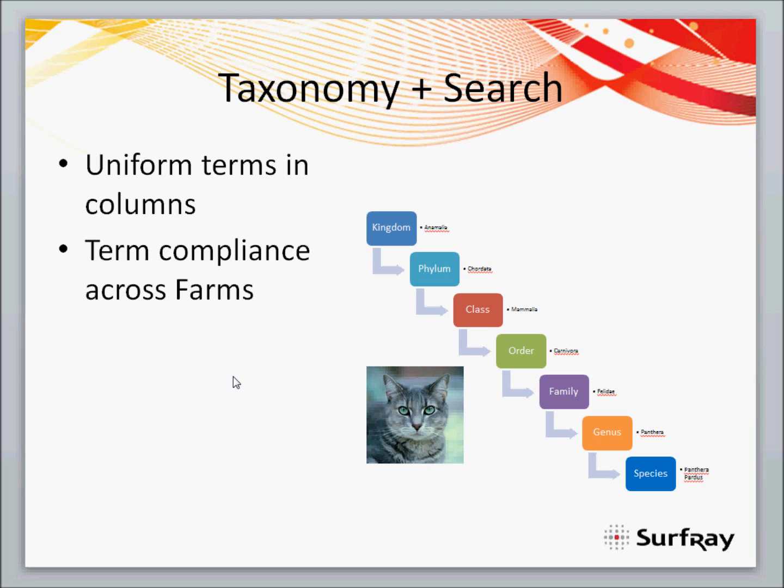This does a few things for us. First of all, it allows us to have uniform terms. So we've got this service where we can say that we call it a kingdom, we don't call it a fiefdom, or we don't call it a republic, we call it a kingdom. That's the top level. And everyone is going to uniformly use that term for the top level of our taxonomy.